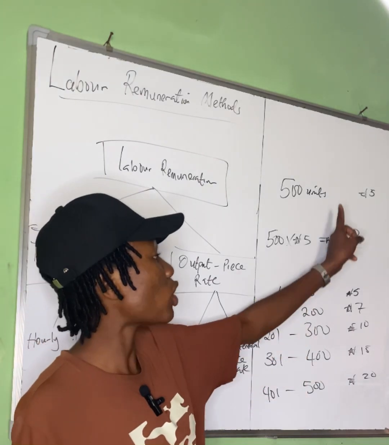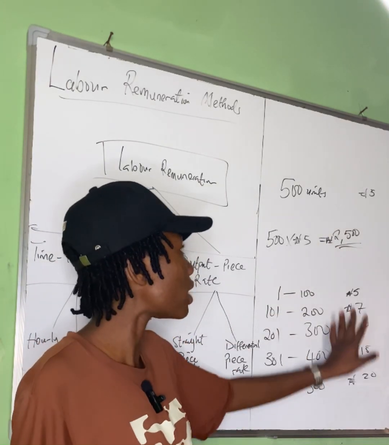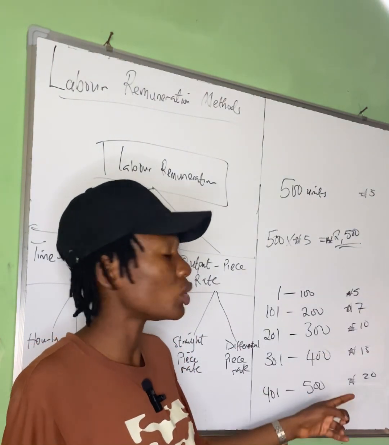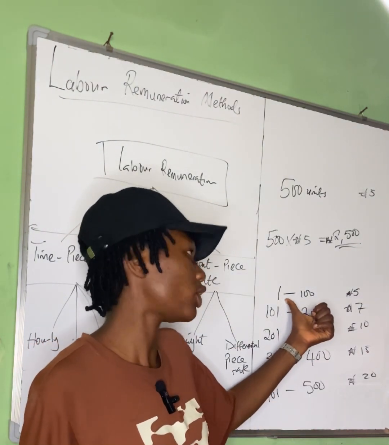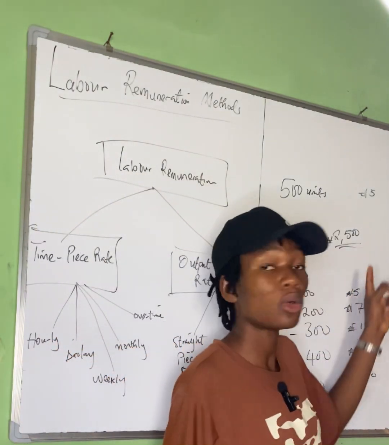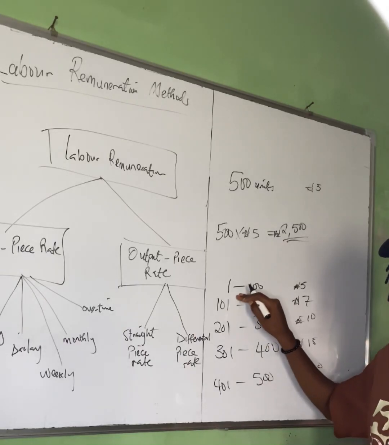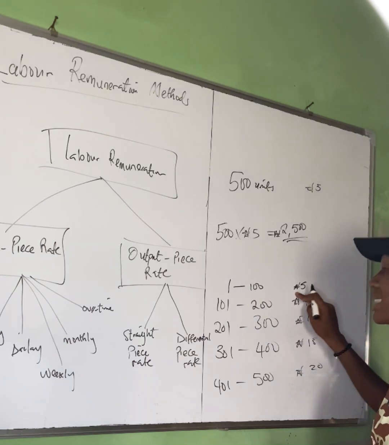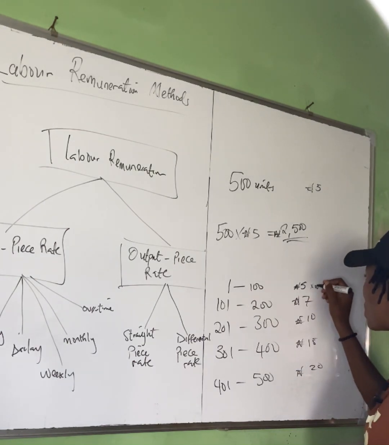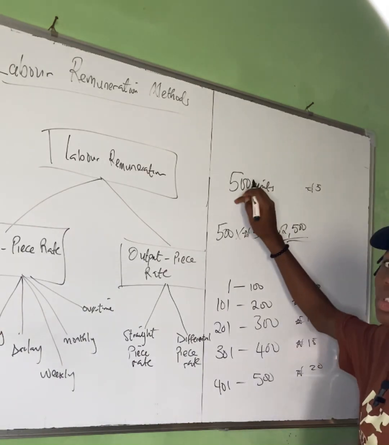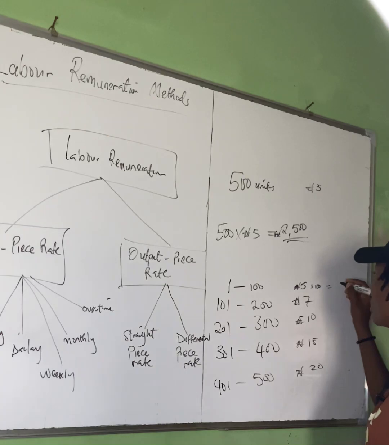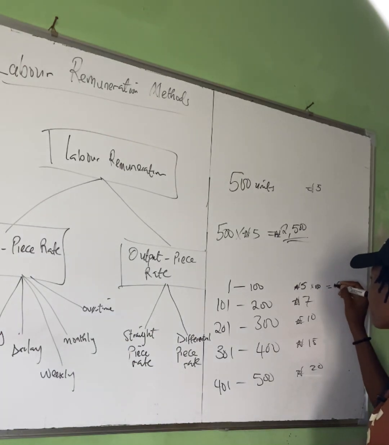So in this case, under the differential pay rate, for a worker who produced 500 units, we'll have to calculate it. For the first case, where he produced from 1 to 100 units, we are going to be paying 5 naira. Since 5 naira is the pay for the first 100 units, we are going to be having 5 naira times 100 units, and that will be giving us 500 naira.